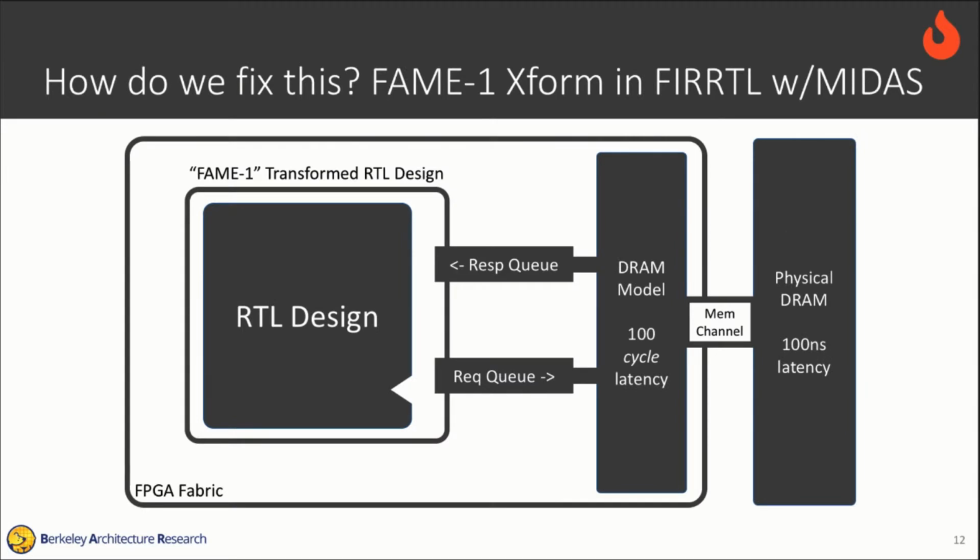The way we fix this is that we take our RTL design that you see here, and we transform it. We apply the FAME-1 transform in Chisel using Midas. And then we can tack on models that sit outside of this. I guess this pointer doesn't really work. So we can have models that sit on the FPGA fabric outside of this, like a DRAM model, that is responsible for presenting the correct performance for whatever subsystem you're modeling to the simulated design.